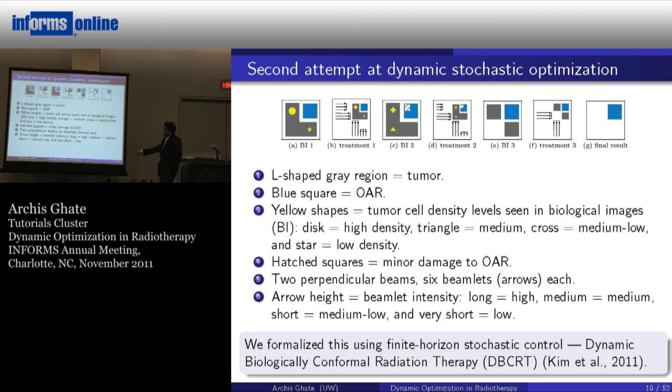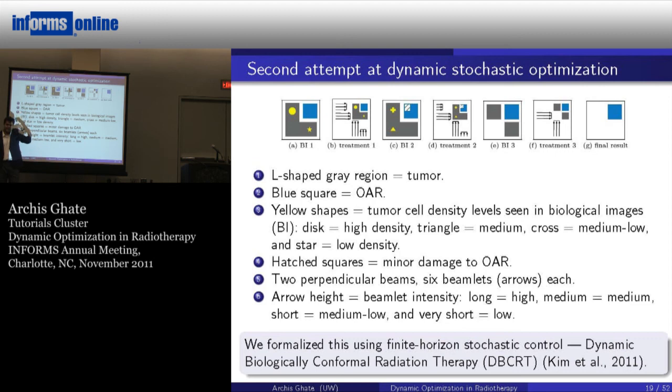So a long arrow is high intensity, and so on. If you think about it, these two, the northwest corner at the top and this one, are basically identical, right? If I did not have the biological image, there is perfect symmetry between the two. However, because I have the biological image, and it is telling me that the density is actually higher in the disk versus the star, I am actually using arrows of different lengths.